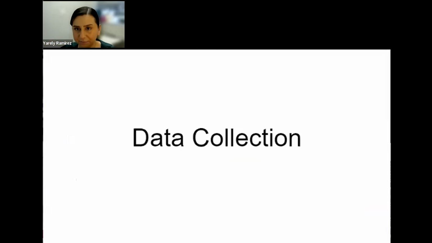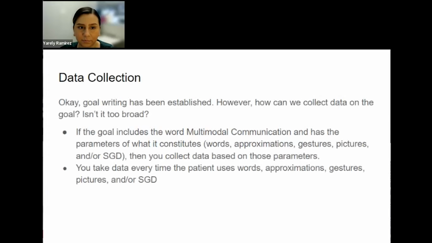Data collection. All right, so now we have established how we can write a goal. However, how can we collect data on a goal? Isn't it a little too broad? Well, as long as you set the parameters for what you're looking for regarding multimodal communication, then you should be good. You will be collecting data based on those parameters. And every time the patient uses either or all of those, then they get credit for it.